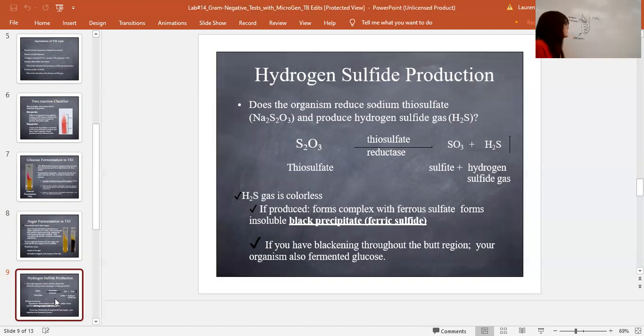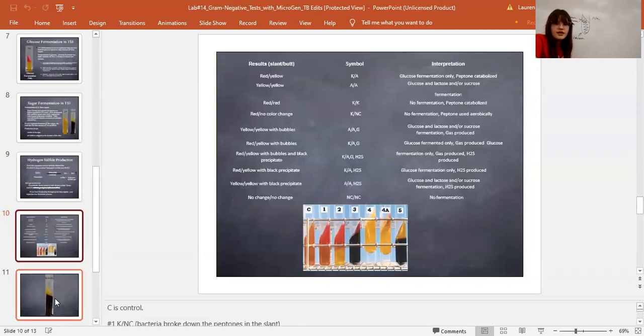One thing to understand is that if it is black, it is yellow underneath. There's no way that bacteria that produce H2S do not ferment glucose and do not produce that yellow color. Okay. So here is the entire chart. It's just a nice little list of different combinations that you can have.